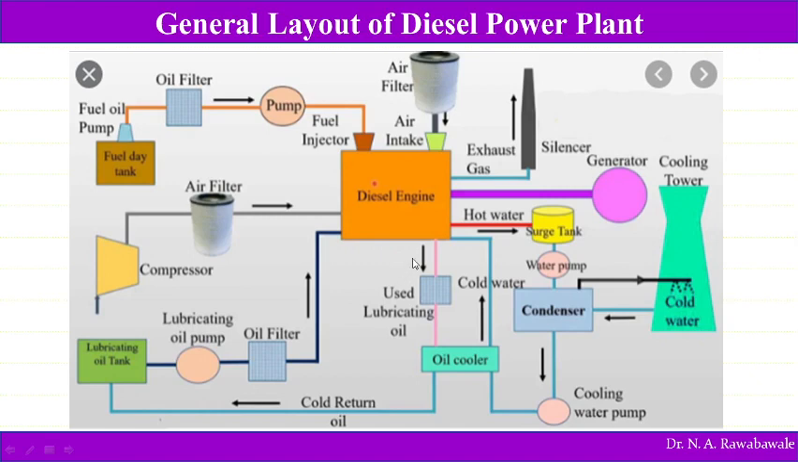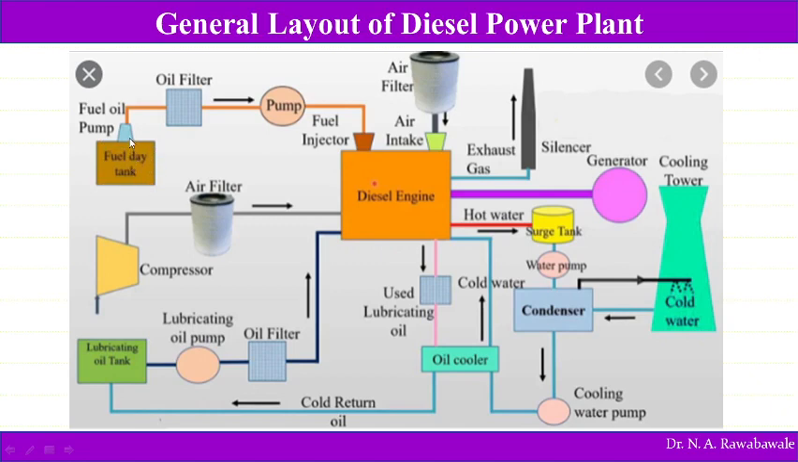So let us consider the layout of a diesel power plant. The main component of this diesel power plant is the diesel engine. This block represents the diesel engine. This diesel engine requires air to run, so an air filter is there, through which air is supplied to the engine. Then to run this engine, fuel is required, so a fuel day tank is here.